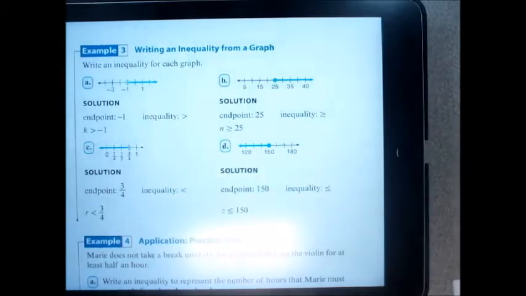Whoa. What in the world is going on there? Sorry. Switch pages on me. Alright.